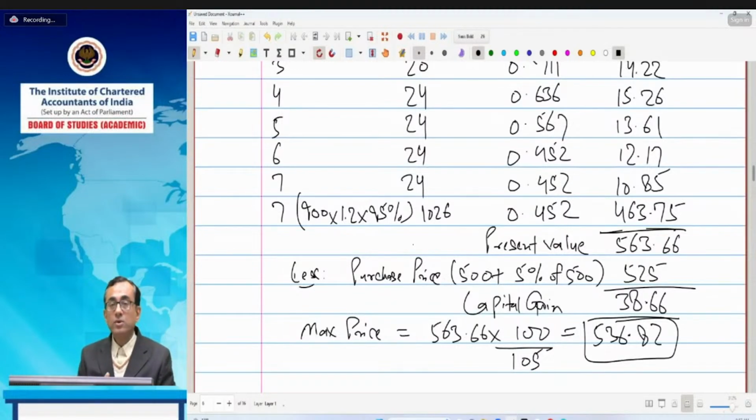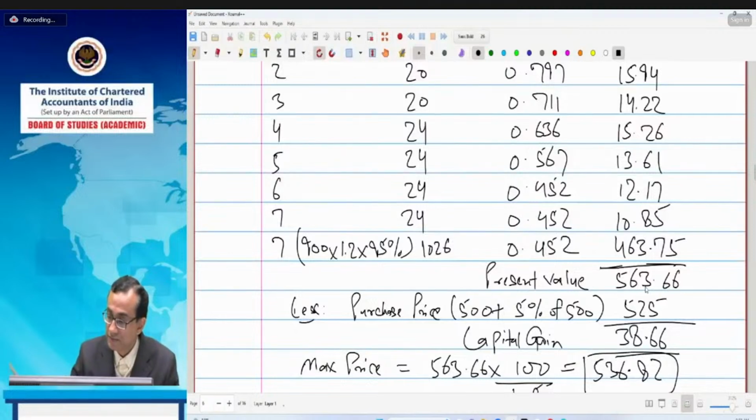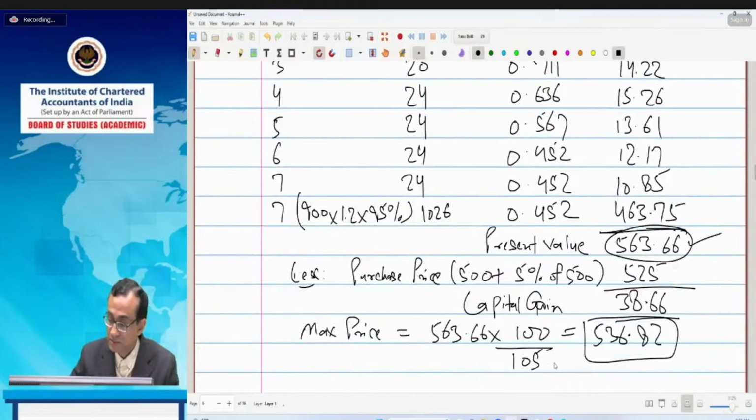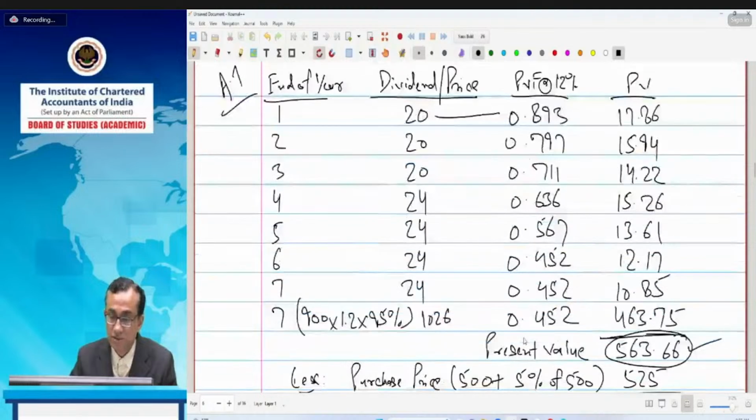It is 100 upon 105 because the shareholder will not be willing to buy at the inflated price, including the incidental expenses. He would be willing to buy at the price at which incidental expenses will not be there. That is why 100 upon 105, because this 563.66 includes the incidental expenses. This portion is 105. So the maximum price the investor would be willing to pay is 563.66 into 100 upon 105, excluding the incidental expenses. So this is the question.